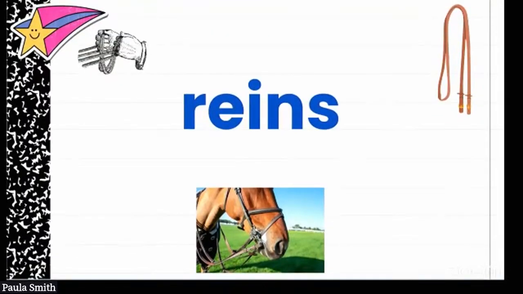Now, in this word, we have EI for that A sound. So once you recognize that, then you can sound out the word from there. R, A, N, S, rains, rains. And then you would go to your EI column and say each sound as you write the letters. And again, you're going to hold that A sound while you're writing the E and the I. So it'll look like this. R, A, N, S, rains.